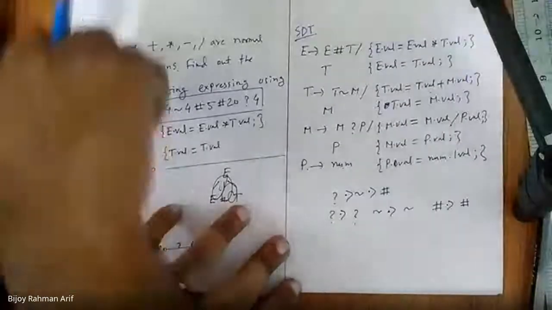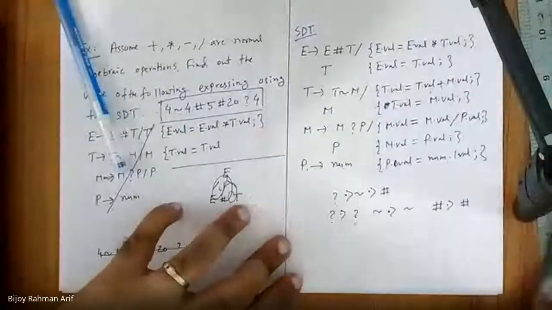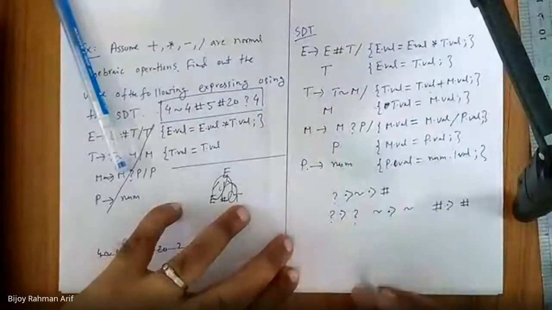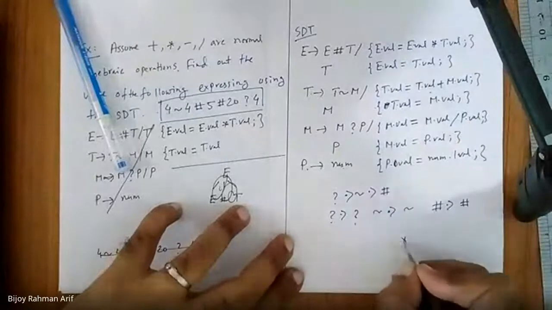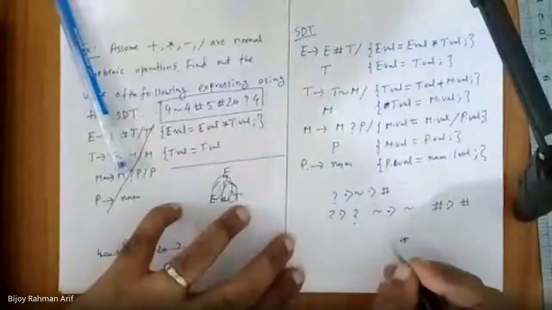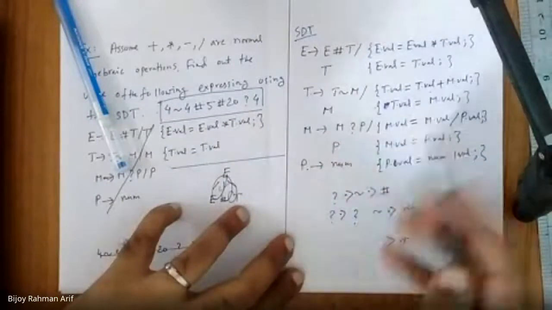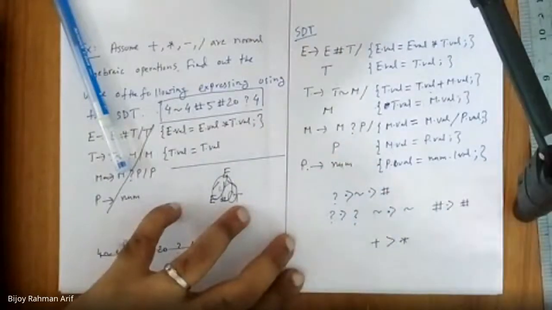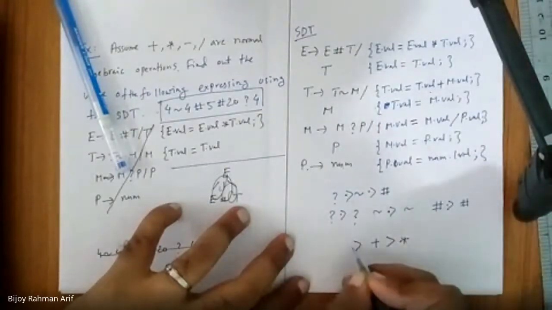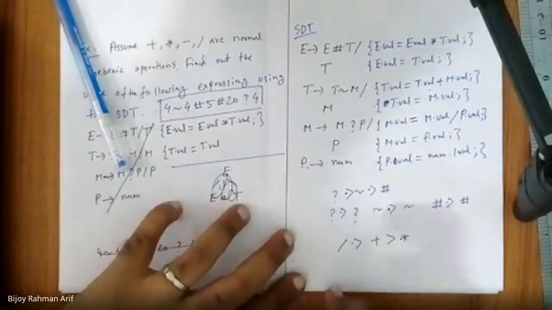Now try to make an analogy. Hash is nothing but star. Wiggle is nothing but plus. Then question mark is nothing but division. Now just change it.